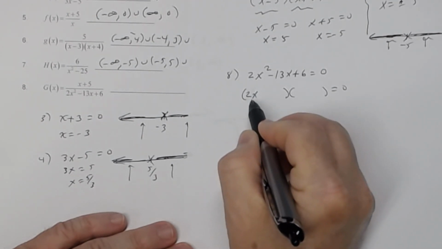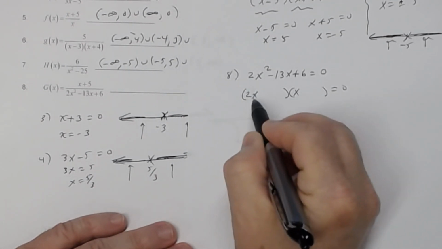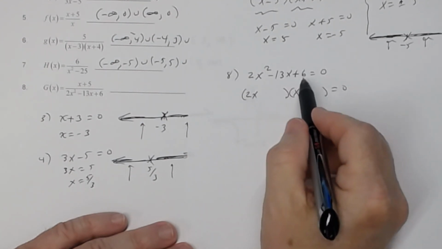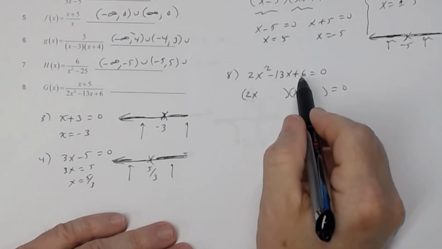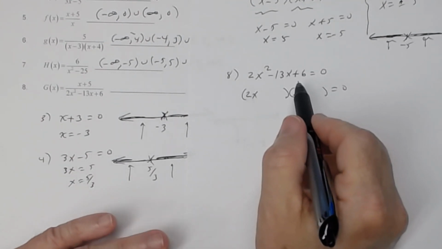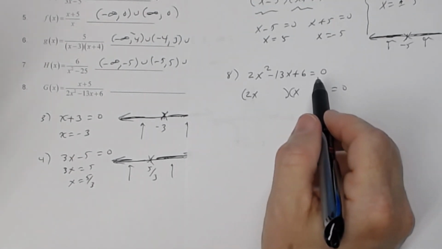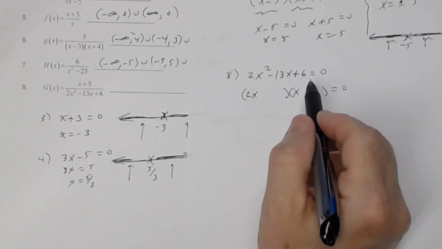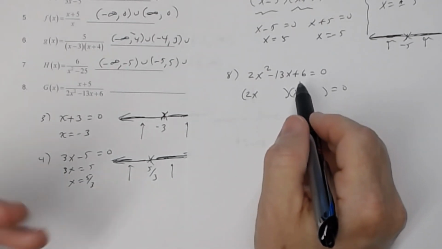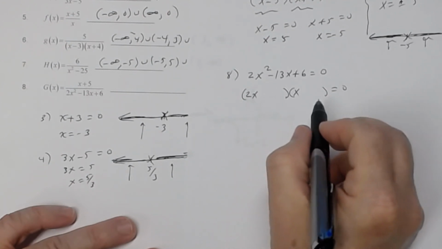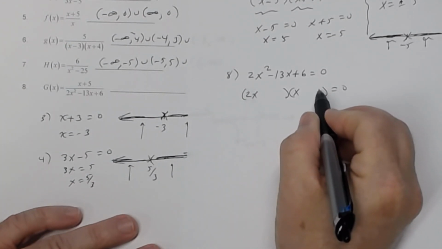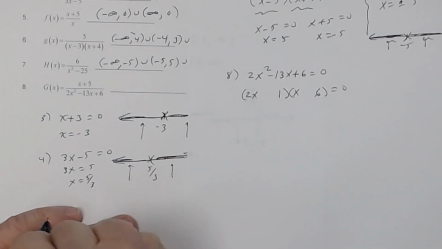So let's see, this is going to be 2x and x right here. And this is a positive 6, so there are several possibilities for positive 6. 6 and 1, negative 6, negative 1, 3, 2, negative 3, 2. And the one that works, though, is going to be 6 and 1. And 6 is going to have to go here, and 1 is going to have to go here.